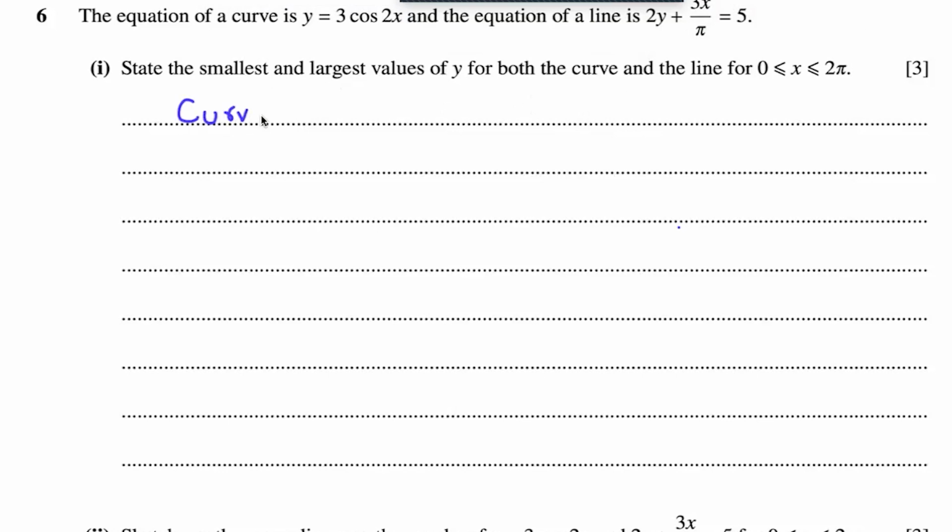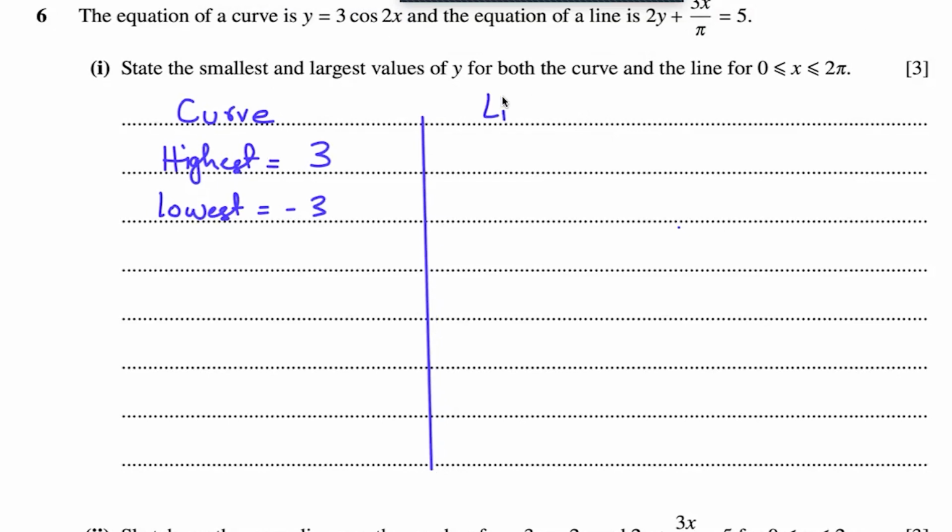So for the curve, we know that as it is y = 3 cos 2x, the highest point would be 3 units above the x-axis. So the highest value of y would be 3, and the lowest value would be 3 units below the x-axis. So the lowest value would be minus 3.